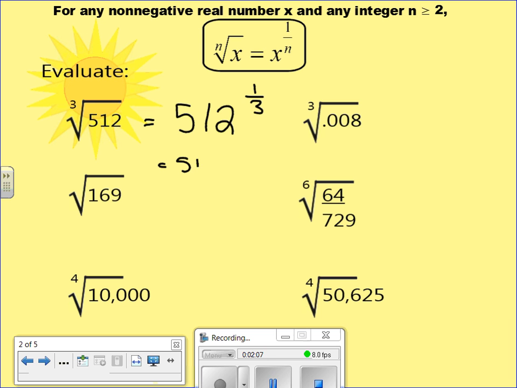Type in 512 caret parentheses 1/3. You have to group the 1/3. 512 to the 1/3 power. So did you also get 8? So it just kind of proves it's the same exact thing, okay? We're not going to do every single one typing it in twice, but just the first one to prove it's the same thing. So that answers 8.